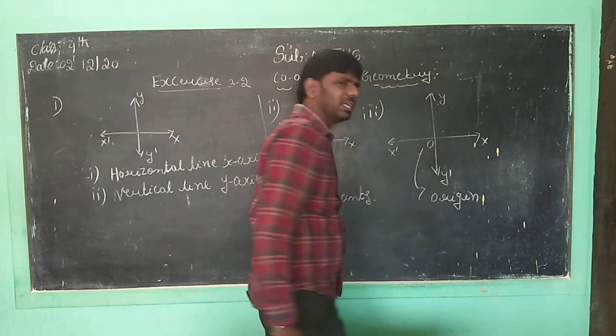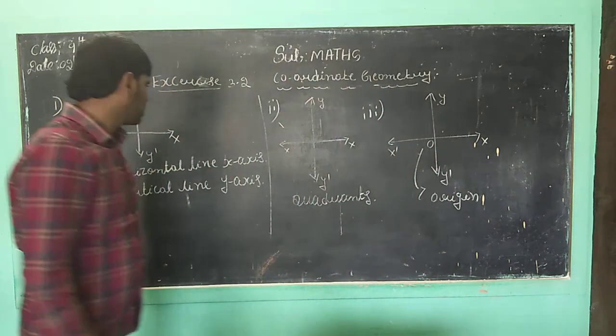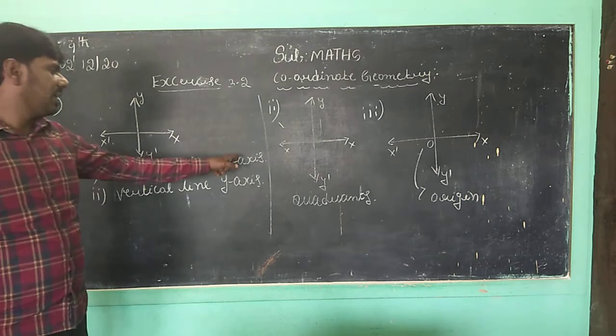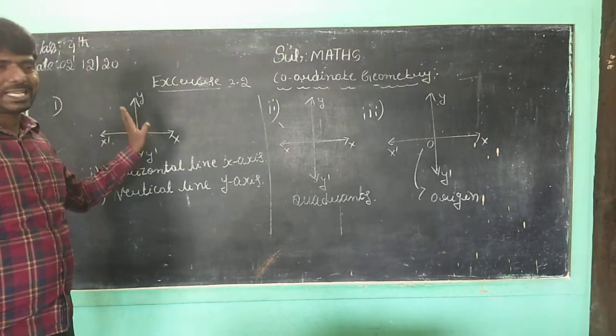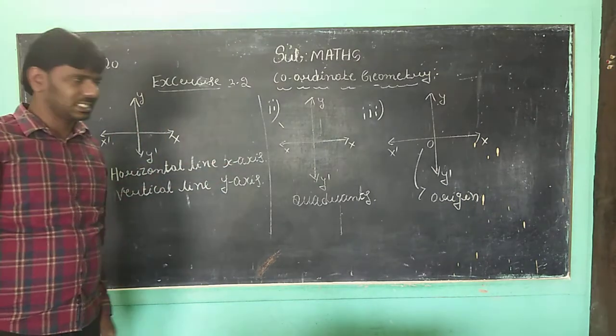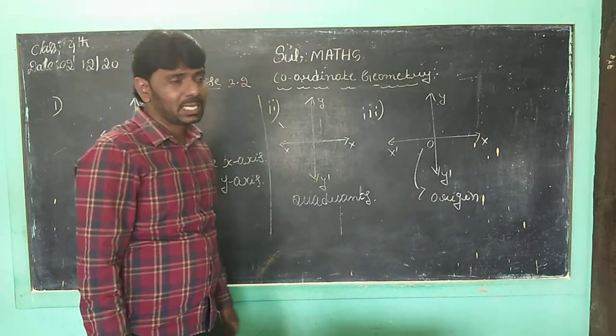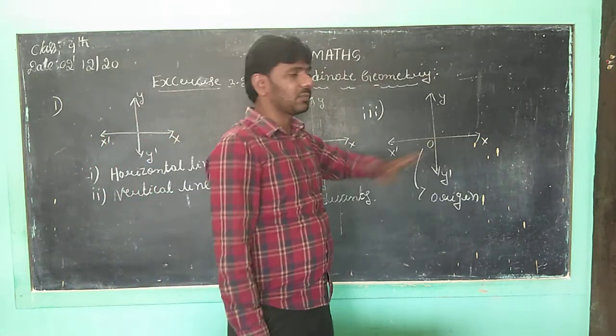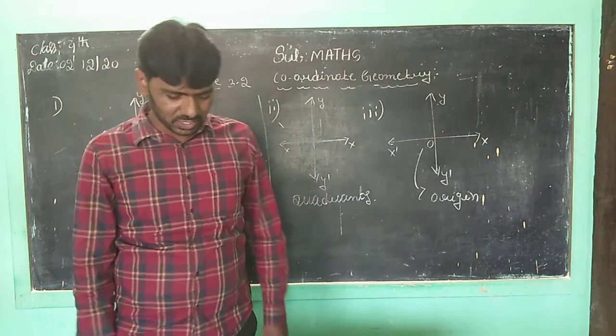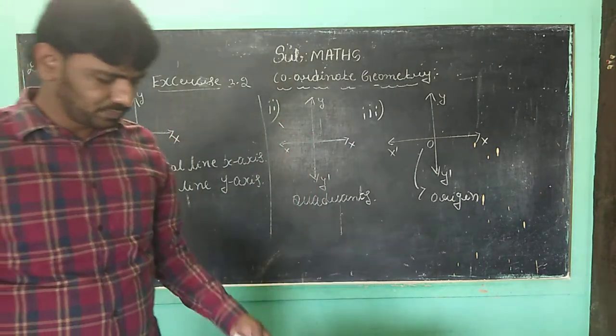Correct, children? Any doubt here? Very simple question. The name of the horizontal line is the x-axis. The vertical line is the y-axis. Each line divides the plane into parts we can call quadrants, and these two lines intersect at a point. Next, we will take the second question.